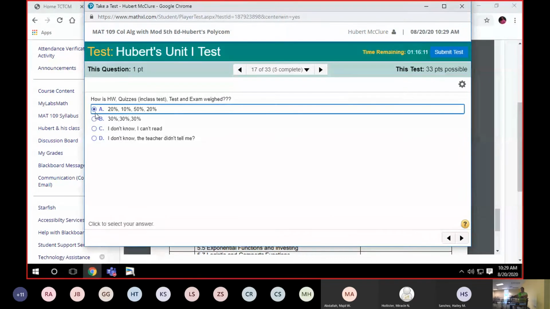All right, 20%, 10%, 50%, and 20%. Anytime you're given a choice of percentages, they have to equal what? 100. And I've already told you, yours is 70, 20, and 10. This says exam. The exam is part of the 70, so there's the 70 right there. Homework is 20, quizzes 10, homework and exams 70. Okay?